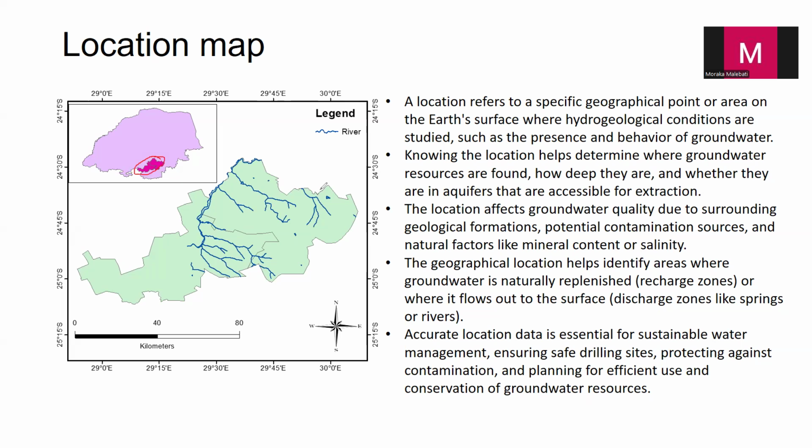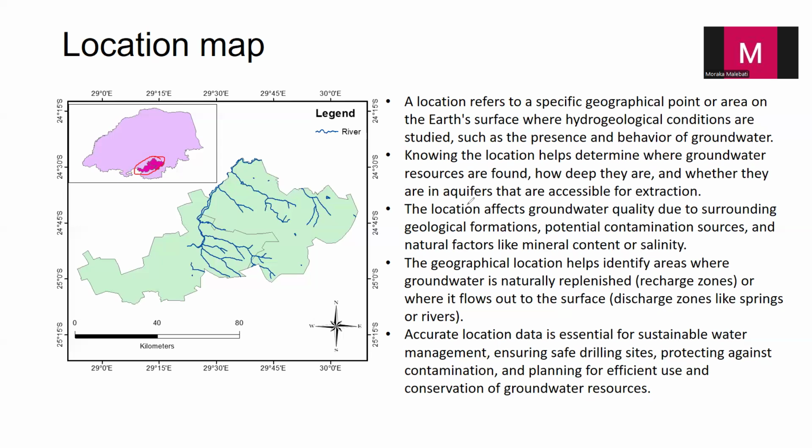So a location refers to a specific geographic point or area on the Earth's surface where the hydrogeological conditions are studied. Okay, we are talking about the presence and the behavior of groundwater. So knowing the location helps determine where groundwater resources are found, how deep they are, and whether they are in aquifers that are accessible for extraction. That's why we need to know the location where we want to do our hydrogeological studies.